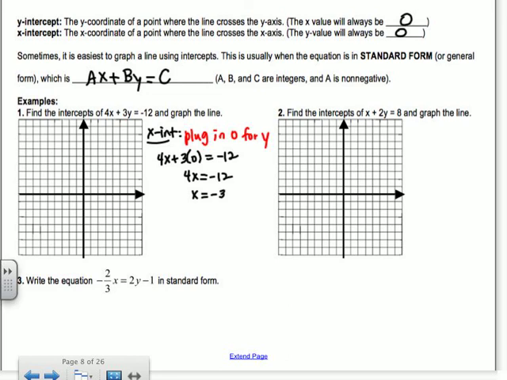Okay, that is a point. We have negative 3 for x when y is 0. So that's the point negative 3, 0. So it's right there.